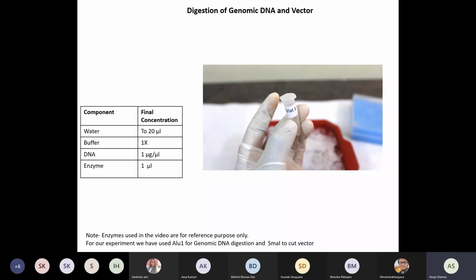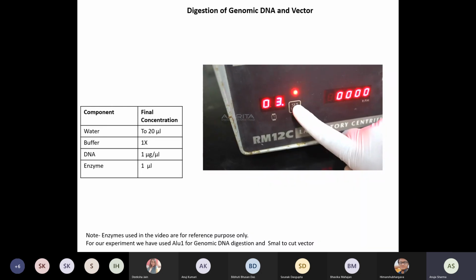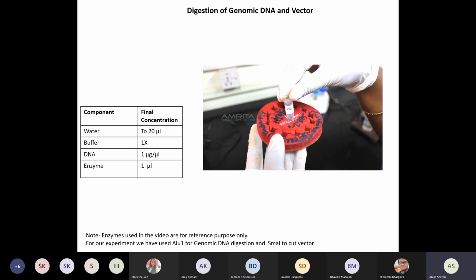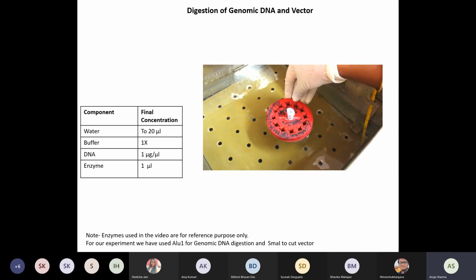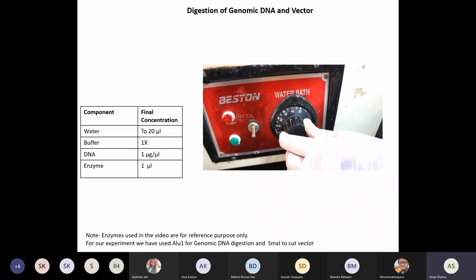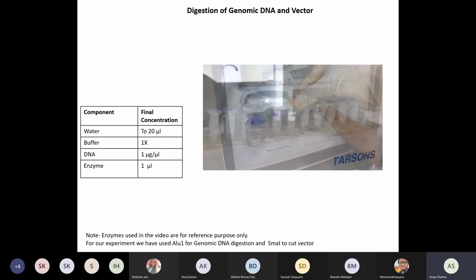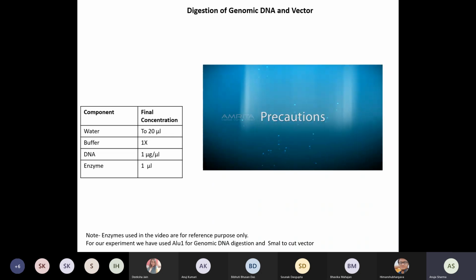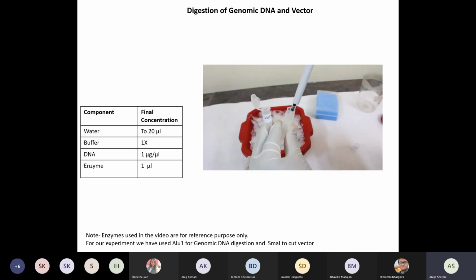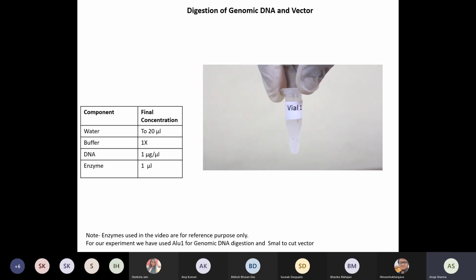Mix the contents of vial 1 thoroughly and spin the contents in a centrifuge for a few seconds. Next, place the vial in a floater and incubate the mixture in a water bath at 37 degrees Celsius for 1 hour. Store the vial at -4 degrees Celsius in the freezer after incubation. Precautions: make sure that the restriction enzyme does not exceed more than 10% of the total reaction volume.